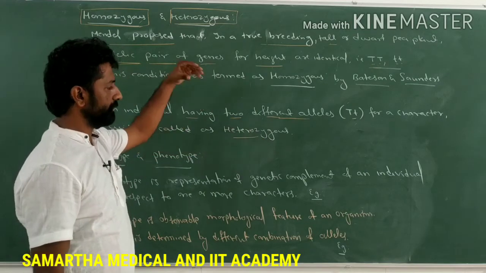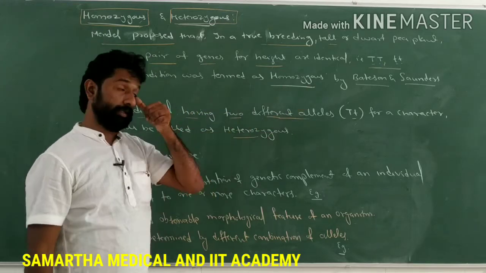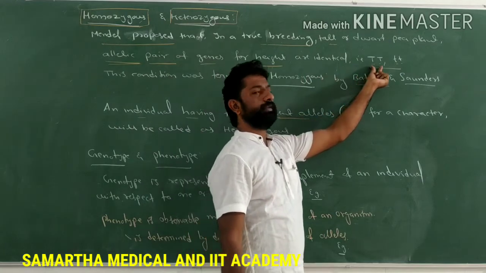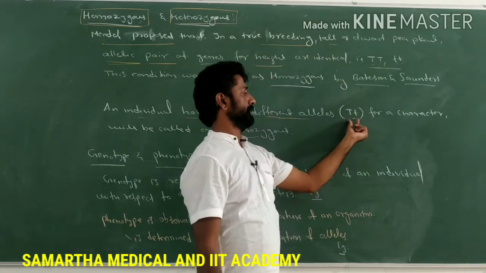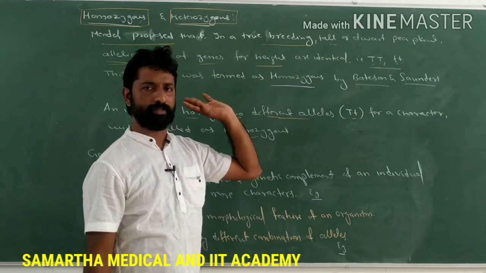Similarly, if an individual is having identical alleles for a character, then it is called a homozygous condition. If the allelic pair alleles are identical, we call it homozygous. If they are different from each other, then it is called heterozygous.